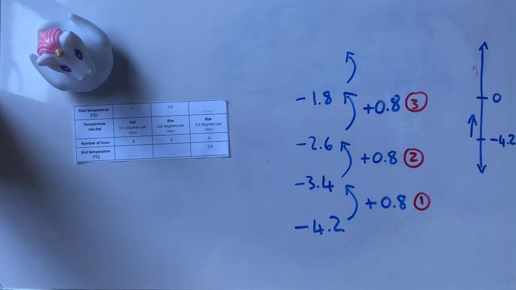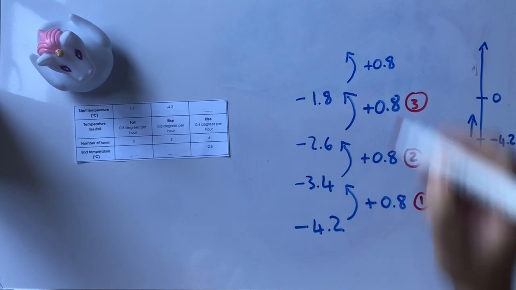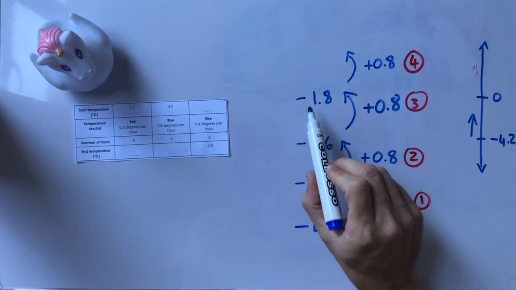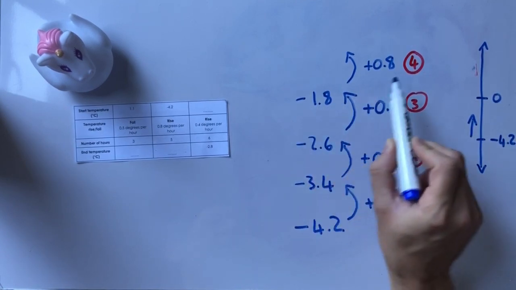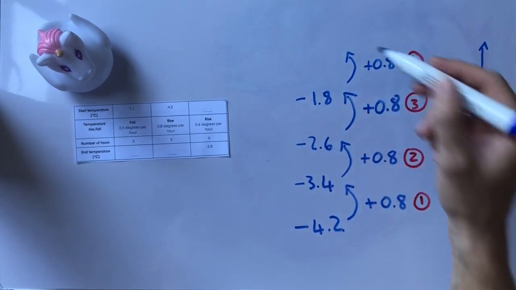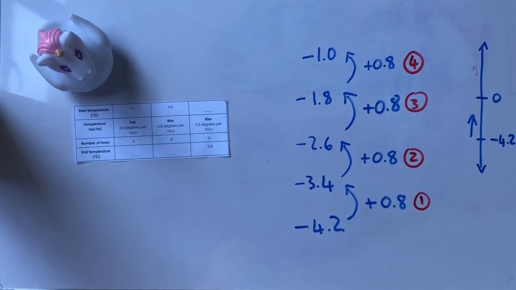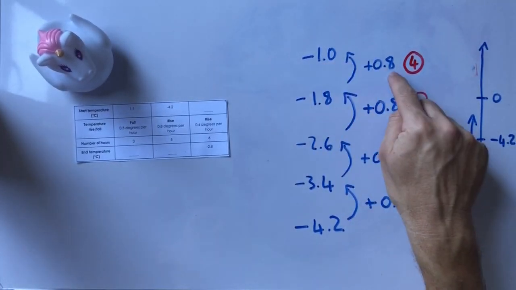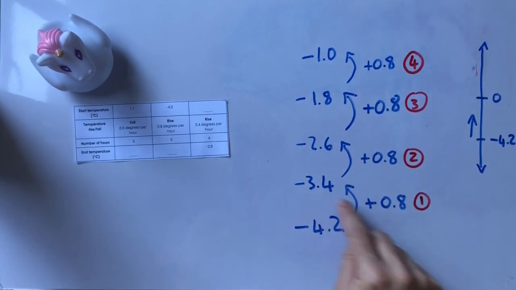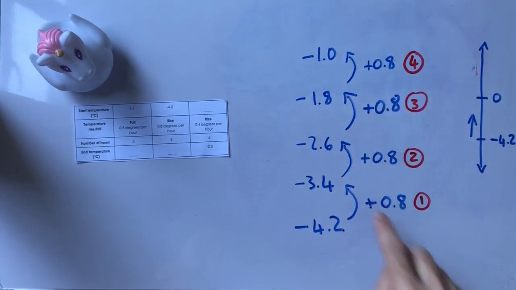So the fourth one will again be plus 0.8. That's the fourth one, and it's an easy one. So if I have negative 1.8 and I'm adding 8, or if I had 18 and I took away 8, then it would be negative 1.0. So 10 plus 8 is 18, 18 plus 8 is 26, 26 plus 8 is 34, and 34 plus 8 is 42. So it's just checking my work.